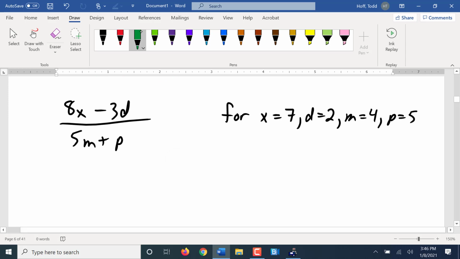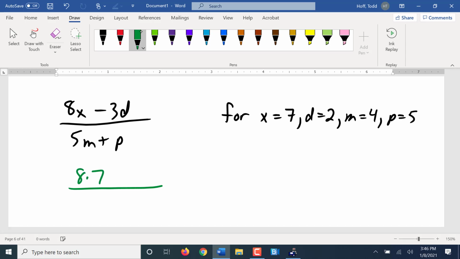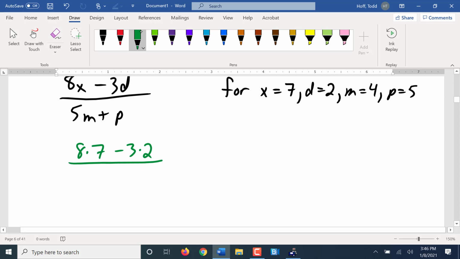So as you put the numbers in, what's the top of this going to become? Good, 8 times 7 minus 3 times 2. The bottom's going to become 5 times 4 plus 5.